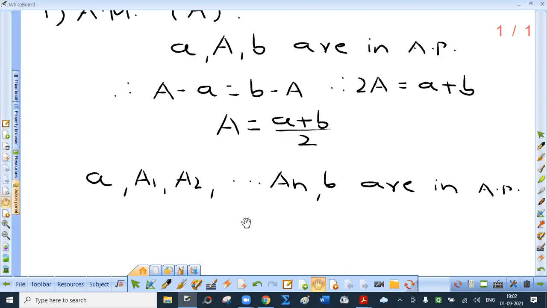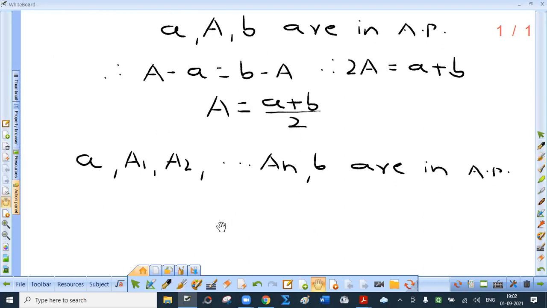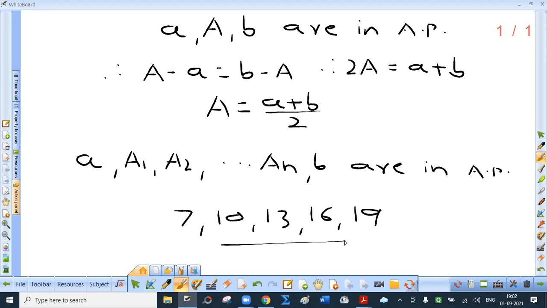For example, in the exam you may be asked to introduce three arithmetic means between any two numbers. In this case, consider 7, 10, 13, 16, 19. See, there are three numbers. Basically, these are in arithmetic progression, right? So the three numbers between the first and last of this AP are termed as three arithmetic means between 7 and 19.